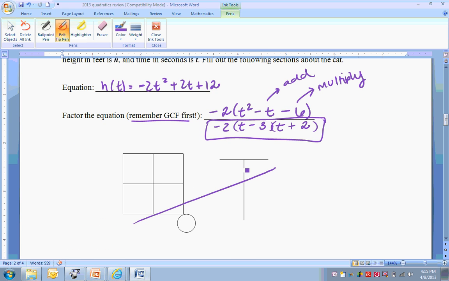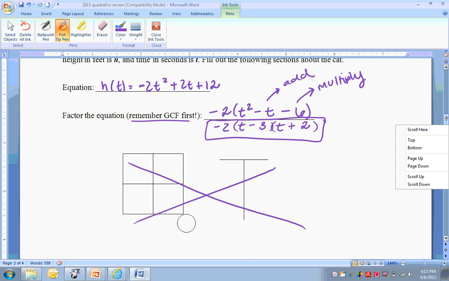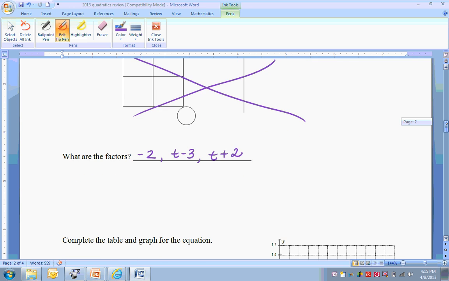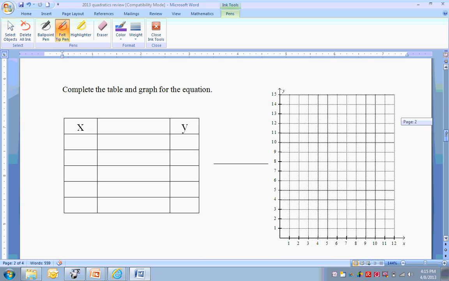I didn't even need to use the box method. Now, if you did use the box method, it's fine as long as you factored out your GCF first, okay? So now let's move on to what are the factors. Well, my factors are -2, t minus 3, and t plus 2. Those are the three things that are being multiplied together, or the three parts we broke our equation into. They want us to complete the table and graph for the equation. And in order to do that, I'm going to go ahead and take my equation and enter it into my calculator.